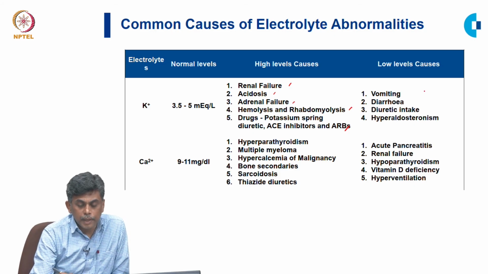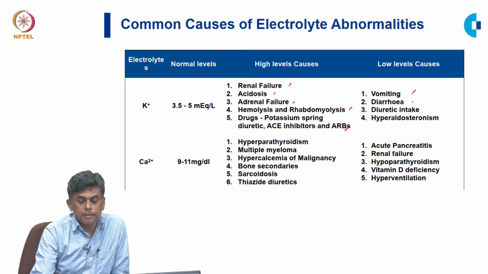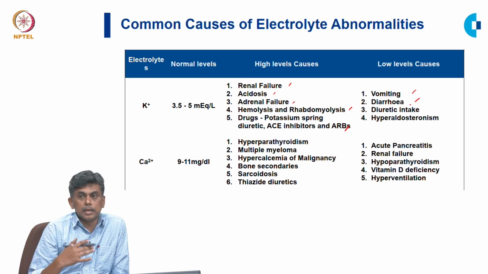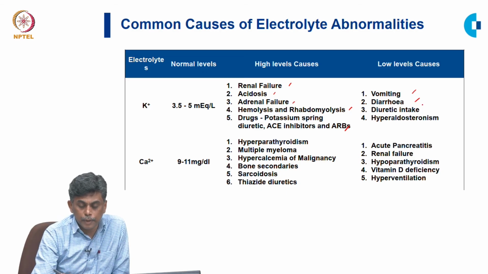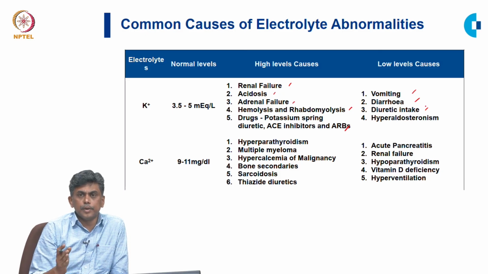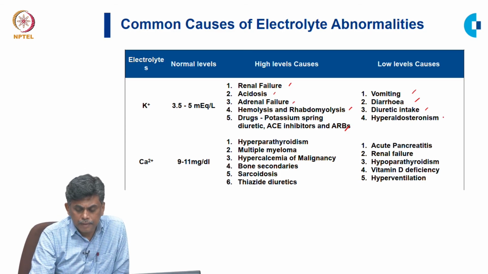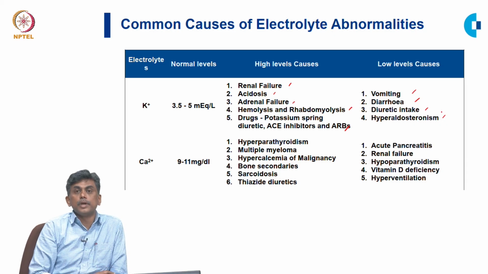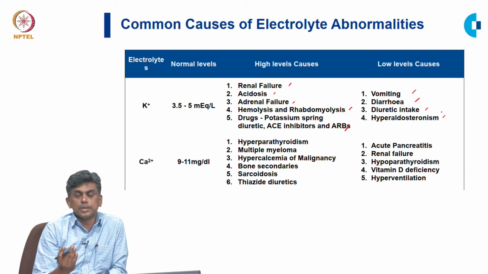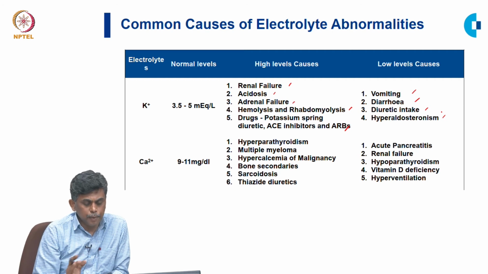And hypokalemia, what are the causes? When you vomit, when there is diarrhea, what happens? Potassium is lost in the stools, so you get low potassium. Usage of diuretics. So all the diuretics cause, especially the loop diuretics and thiazides, they cause loss of potassium in the urine, and when the aldosterone level is very high in the body. So there is something called hyperaldosteronism. So what happens? Aldosterone absorbs sodium, loses potassium. So these are the causes of hypokalemia.